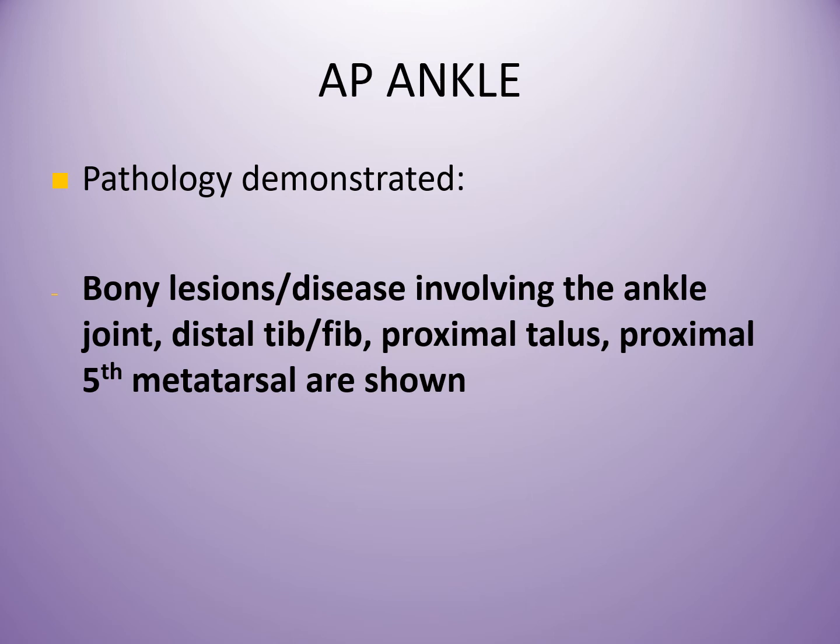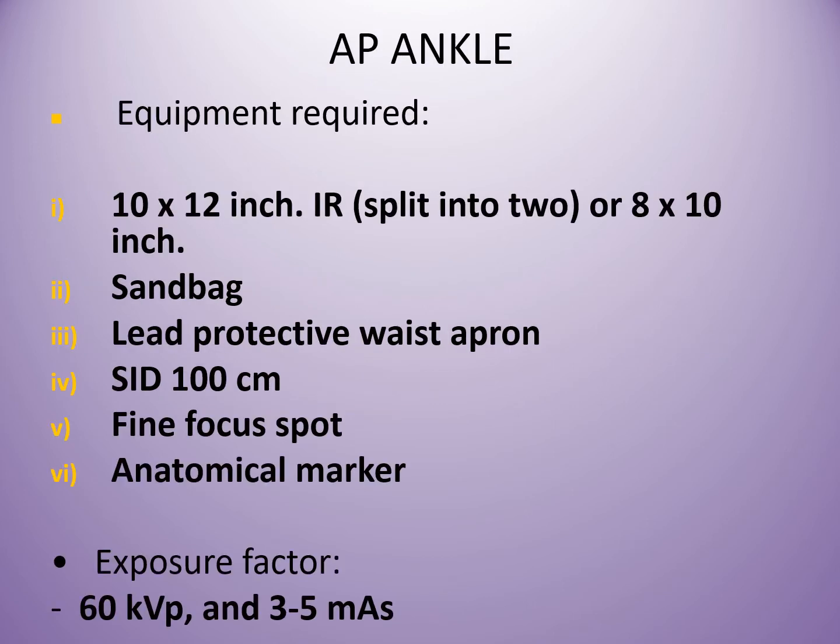Ankle, so straight away to the anterior posterior of the ankle itself, to demonstrate bone lesions or disease that involve the ankle joint, the distal tip of the fibula or proximal talus, as well as the proximal fifth metatarsal. If you are planning to split into two, you can use a 10 by 12 or 8 by 10 inch cassette. Exposure factor suggested is in between 55 to 60 kV and 3 to 5 ms.